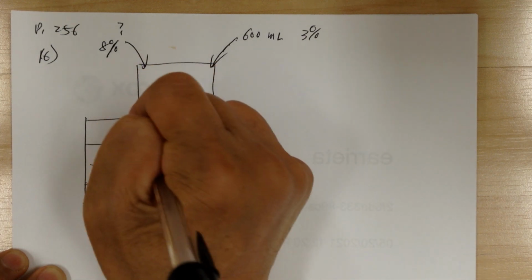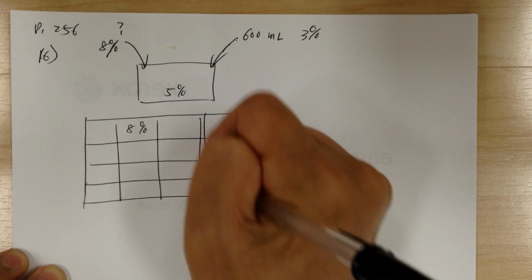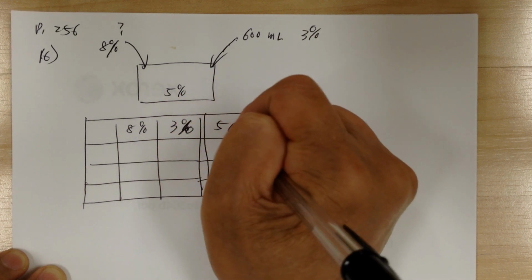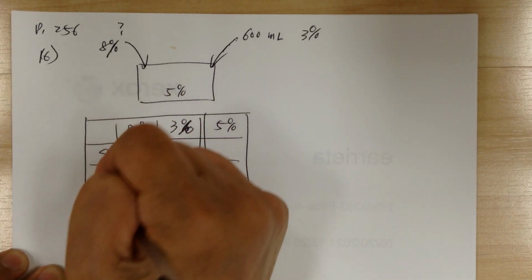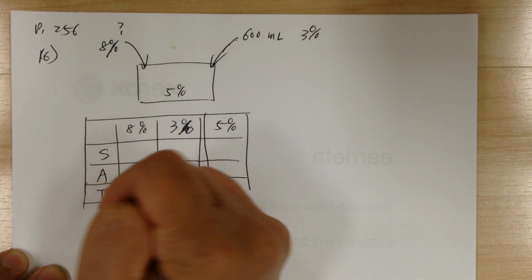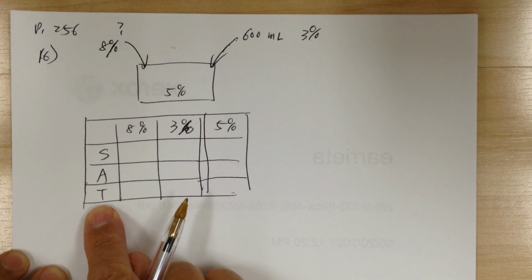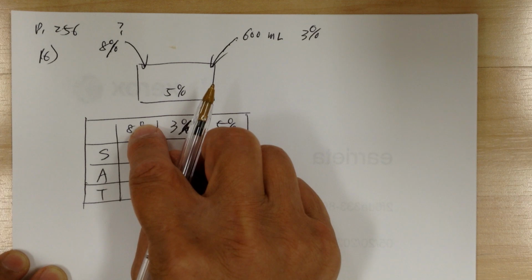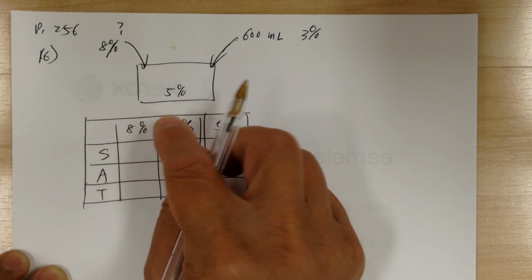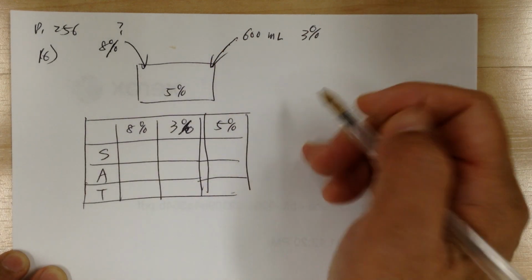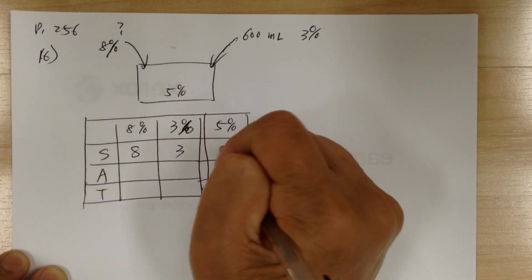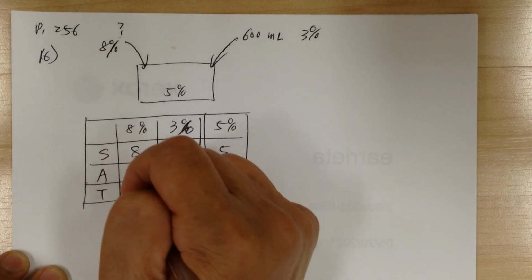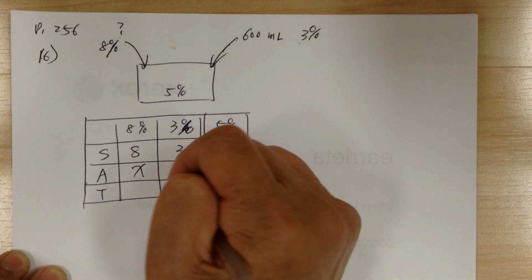Okay, so you have the 8% solution, and you're going to mix it with the 3% solution to get the 5% solution. Here's the strength, here's the amount, and here's the total of chemical that's in the solution. For 8%, usually you need to convert into decimal, but the easy way is to just drop it, because if you're consistent, you should be okay. So it would be 8, 3, and 5. And the amount, this one you don't know, so it would be X. This one you know is 600.